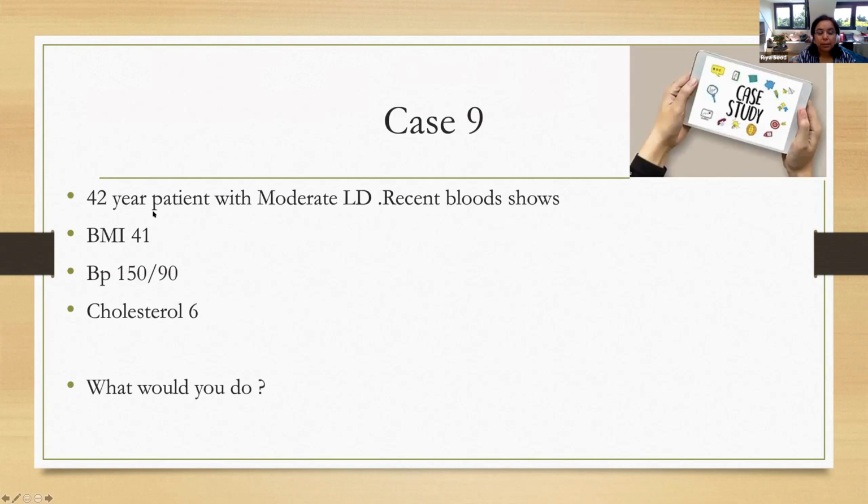Paul, thank you. So this is case 9. I think we almost were at the end. This is a 42-year-old with moderate LD. I use this example in every presentation because I just want you to be aware that there might be some unique requirements for patients with LD. This patient's obese, the blood pressure isn't at target, and neither is the cholesterol. So what would one do?